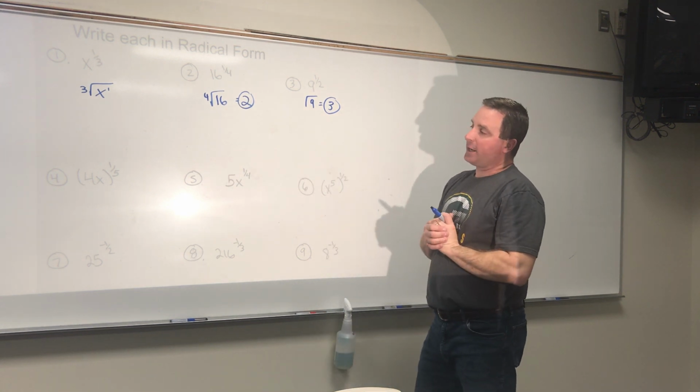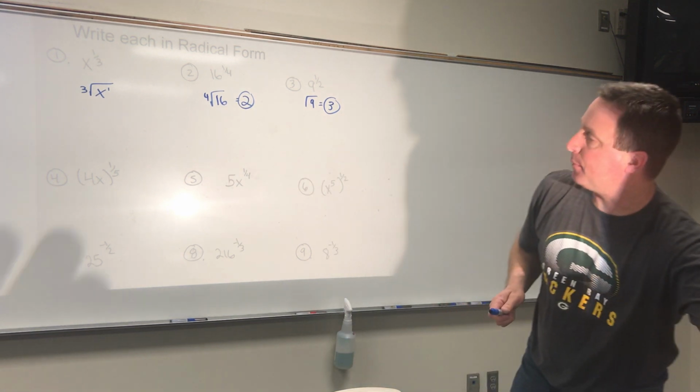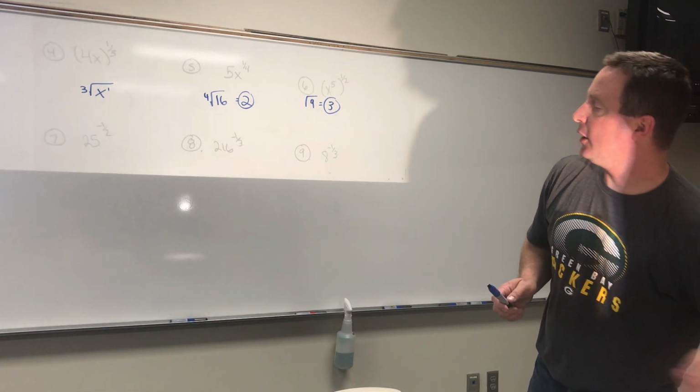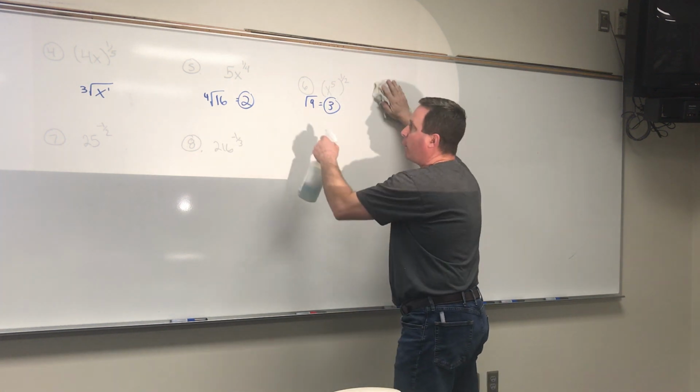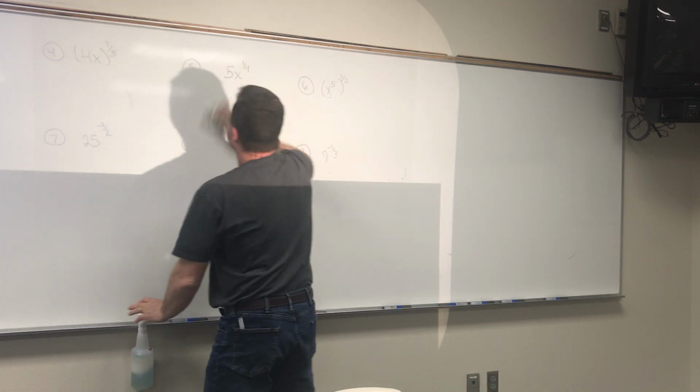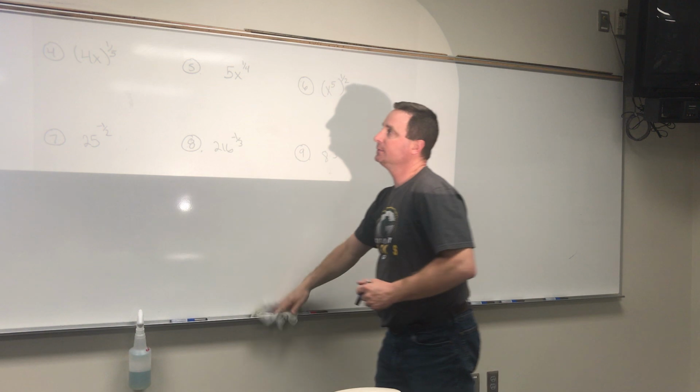I'm going to look at number 4 here. The next one, I'm going to scooch this up a little bit. When I look at number 4, it says 4x to the 1/5 power. Well, that means the fifth root of something.